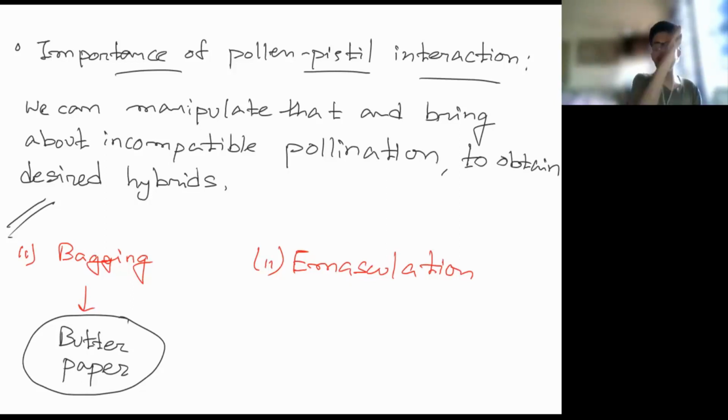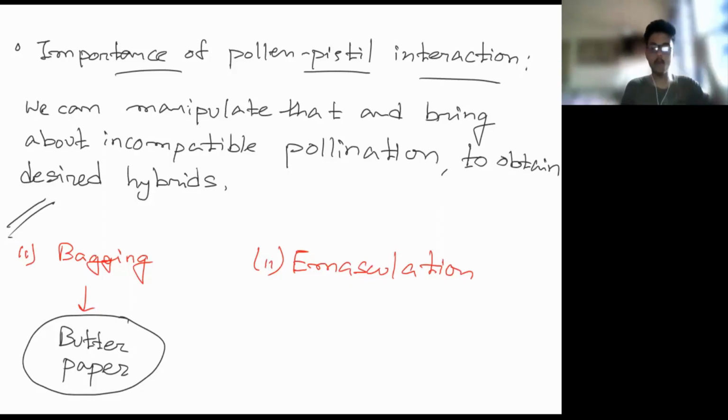What are you doing? You are bagging it, that is, you are covering it with a bag of suitable size made up of butter paper. You have bagged it. Next, you are waiting for the male flower and the female flower to mature. Since you have bagged, contamination is not possible. You are waiting for the stigma to attain receptivity.